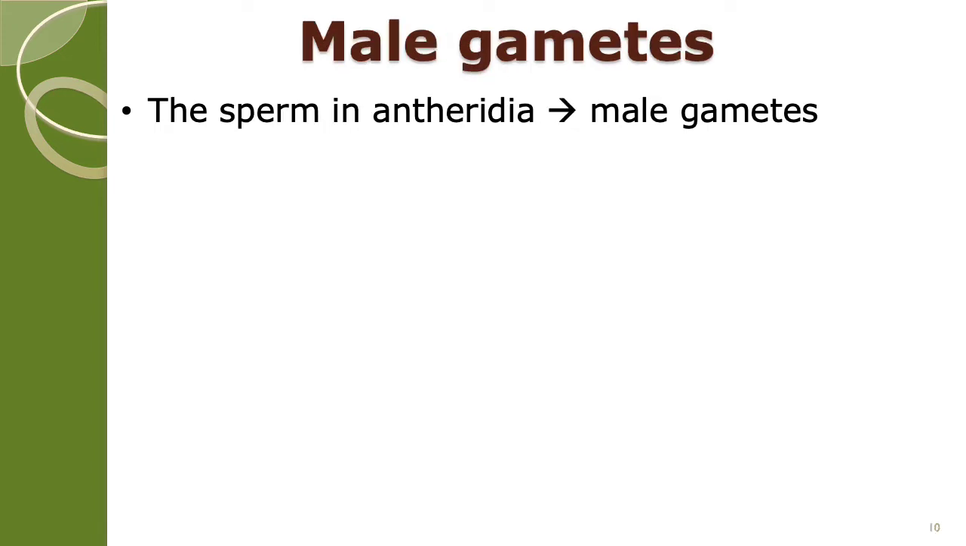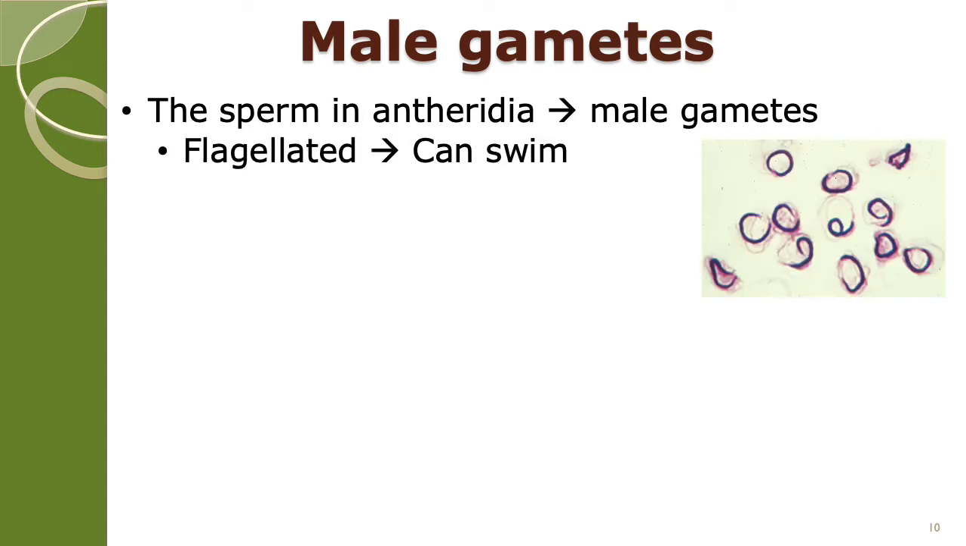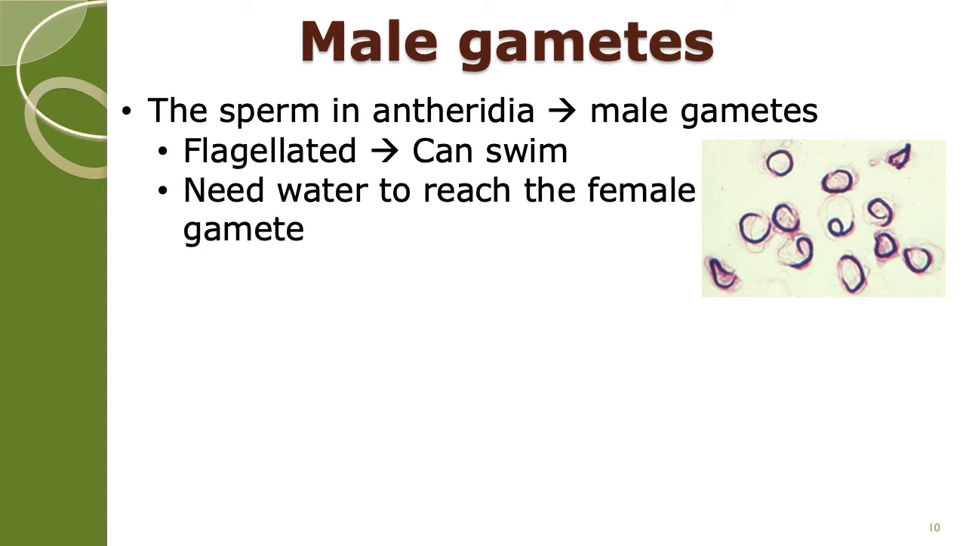Now the sperm in the antheridia are the male gametes, and they are flagellated, and hence they can swim. And so when we look at this picture here, we can see some of the sperm, and they normally are diflagellated, which means they have two flagella. However, they need water to reach the female gamete, and so they need to be near water.